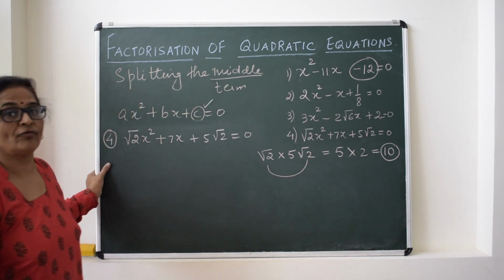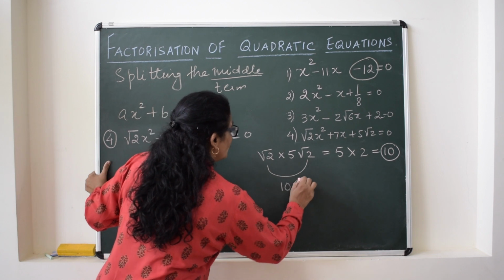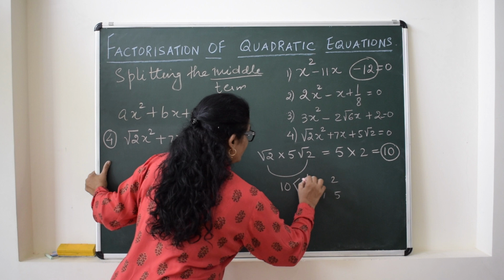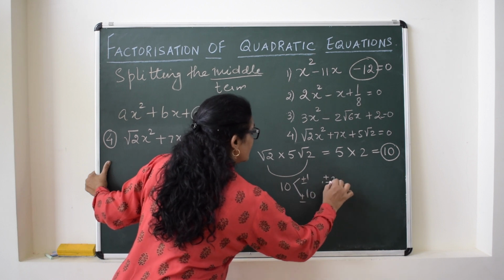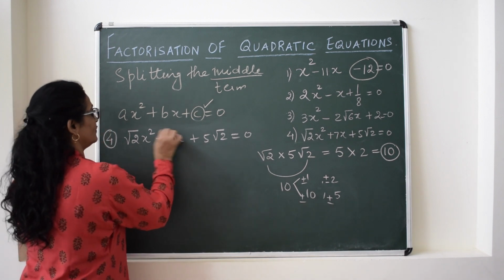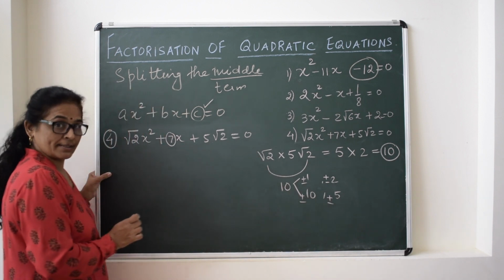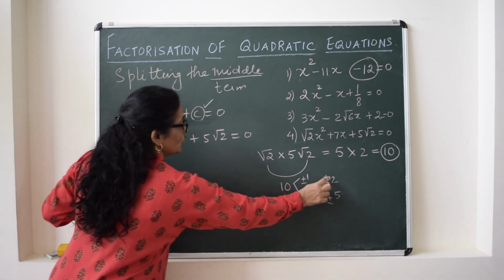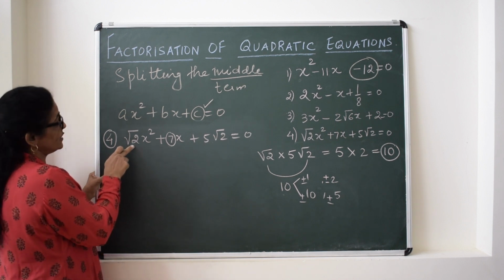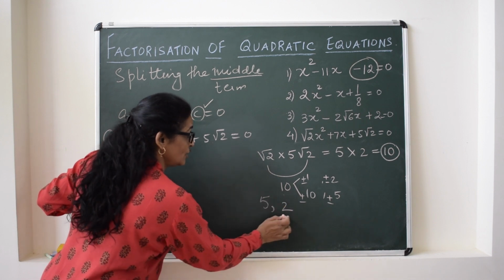We have to find the two factors of 10, and when we write the two factors of 10, 1 and 10, 2 and 5, of course plus and minus. The minute we say 2 and 5, we will choose those two factors only, because 2 plus 5 is 7 and 2 into 5 is 10. So just notice this is root 2 and the factors what we are choosing are 5 and 2.